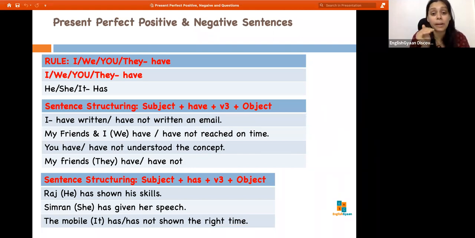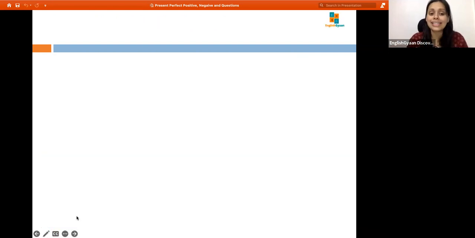Since we are doing present perfect, we will use have or has depending on a subject. With I, we, you, they, you will use have, and with he, she, it, you will use has. So I have written. This is the correct flow of a statement.